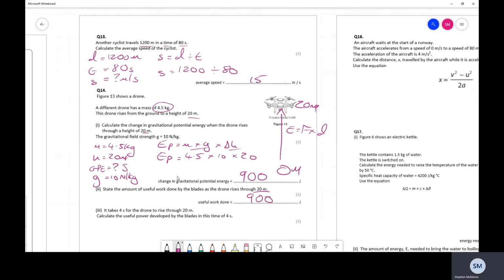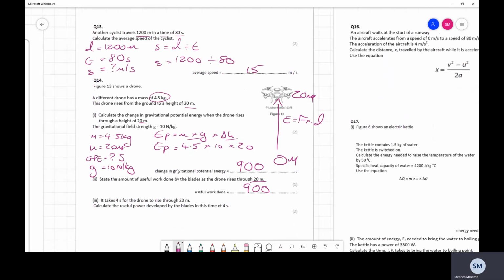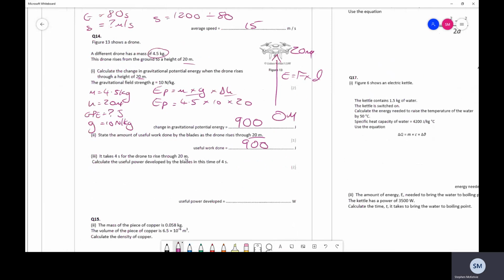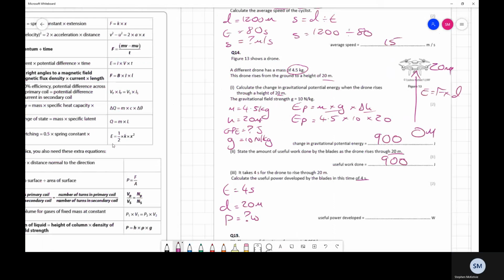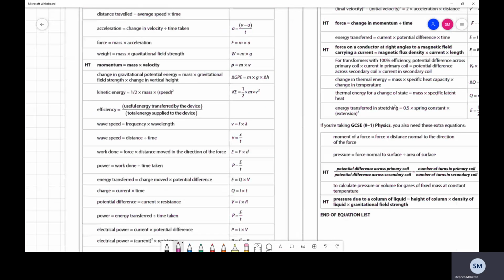It takes 4 seconds for it to go up 20 meters. That's very fast. The time is 4 seconds. The distance traveled was 20 meters. Calculate the power in this amount of time. But there's no equation for distance, time, and power. But there is an equation if we look at the sheet. They like to do this. Sometimes they'll hide the numbers that you need in the previous question. They have got power, work done, and time taken as an equation. So let's have a look.